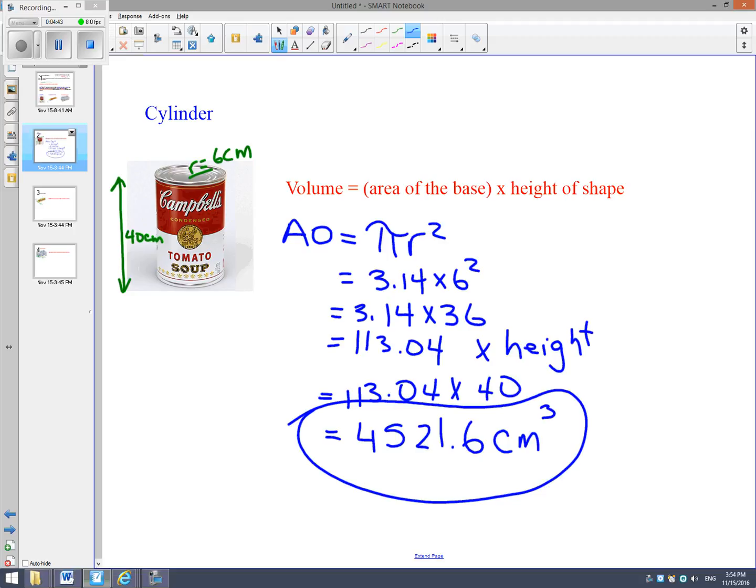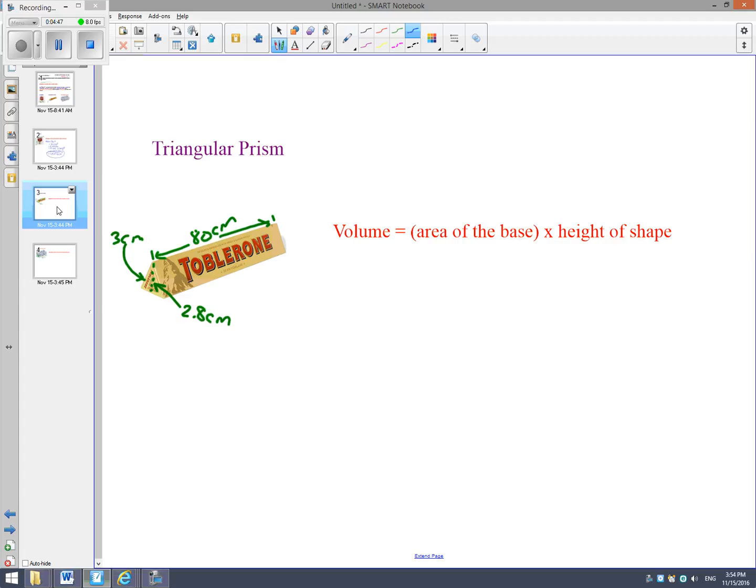All right, let's see how this differs from volume of a triangular prism. Well, here's my volume formula. It's the same as the last one we did. And I know that we are going to have to do area of the base first. I'm going to have to do area of a triangle. From our work, we know that base times height divided by 2 is the formula for a triangle, and then we're going to multiply by the height later.